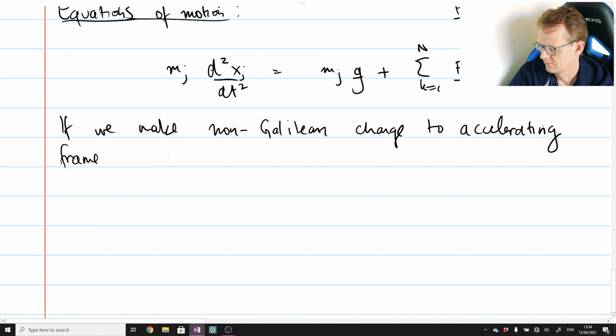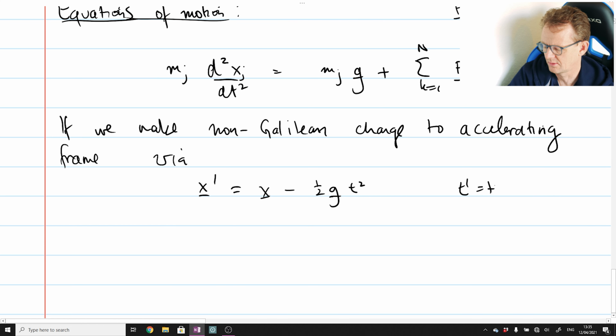What happens? Well, we have to describe that change of variables, and how we're going to do it. Well, we're going to describe it this way today. X prime, the coordinates in the new reference frame, are the coordinates in the old reference frame minus a half gt squared, right? We're just going to accelerate freely falling in the reference frame, and t prime equals t. There's not relativity yet, this is Newtonian physics.